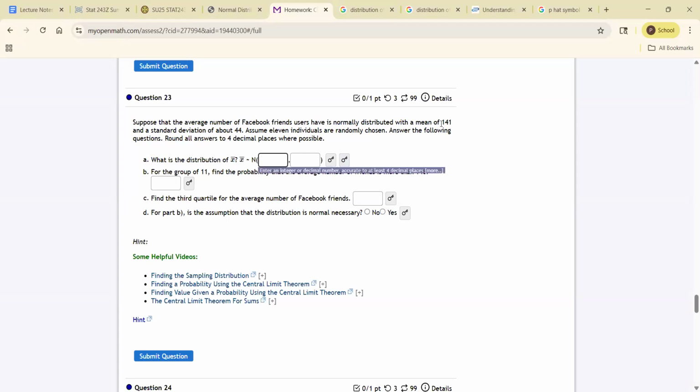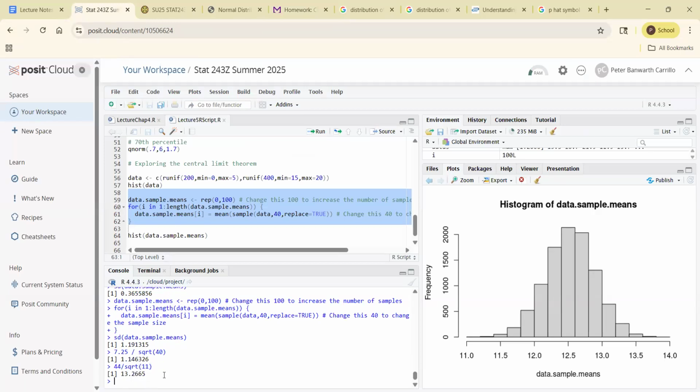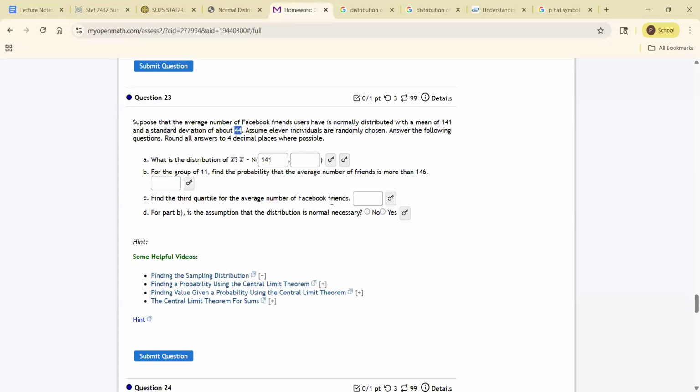Well, for X bar, the mean is the same, it's 141, but the standard deviation of our X bar is going to be 44 divided by the square root of 11, which is 13.2655. We have the same best guess, but we expect the sample means to vary a lot less because bigger sample sizes lead to better estimates. For the group of 11, find the probability that the average number of friends is more than 146.